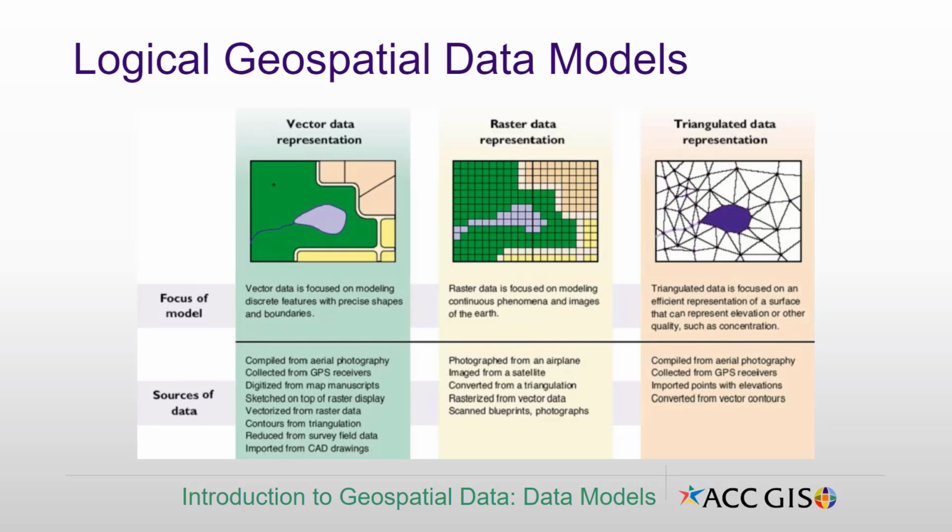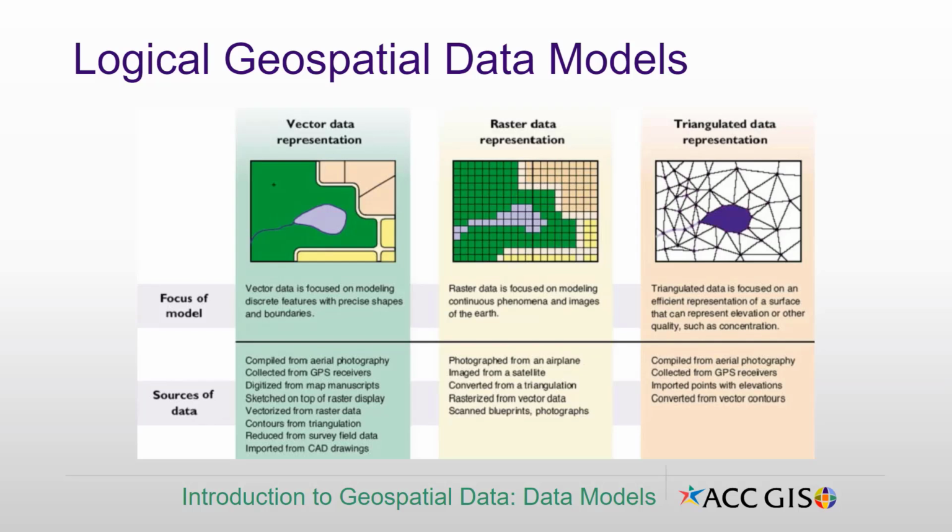And not one data model is necessarily better than the other. It just depends on what we're trying to accomplish. So with vector data, it's focused on modeling discrete features with precise shapes and boundaries. In this case, for example, using points, lines, and polygons. We've got polygons that represent lakes. We have a stream that is represented with lines, and it looks like there's a point there that maybe represents a location within that green space.